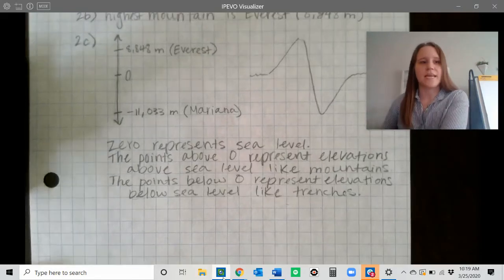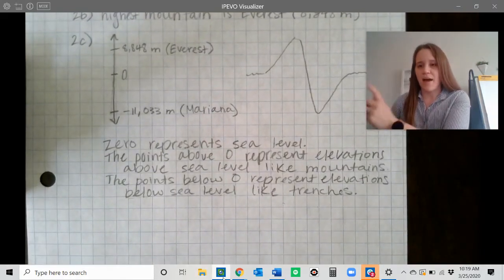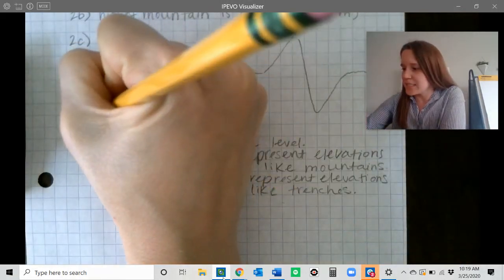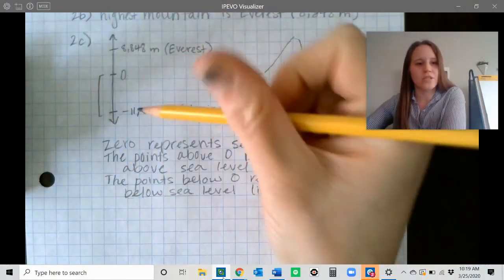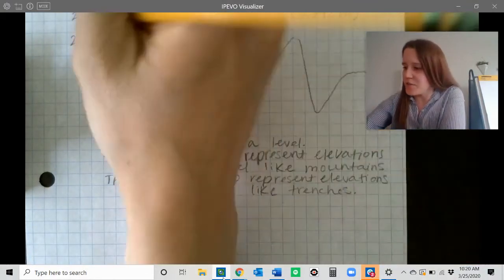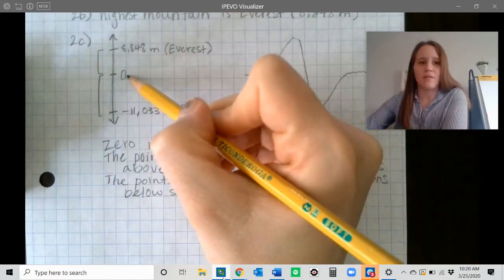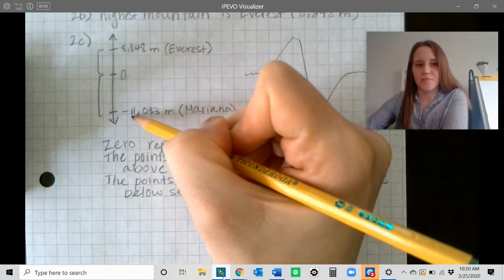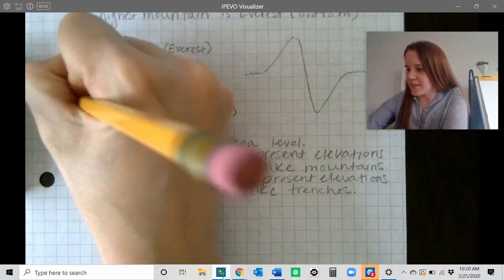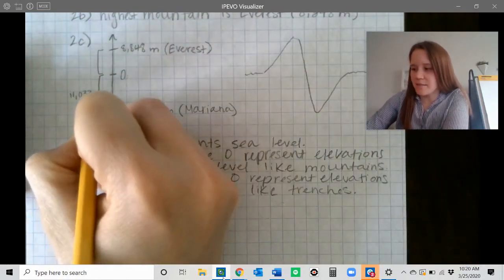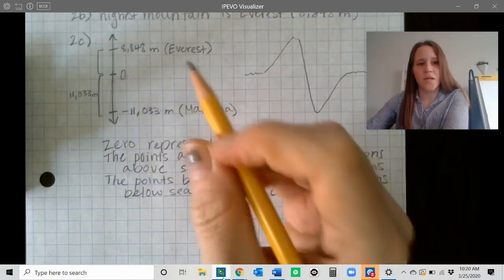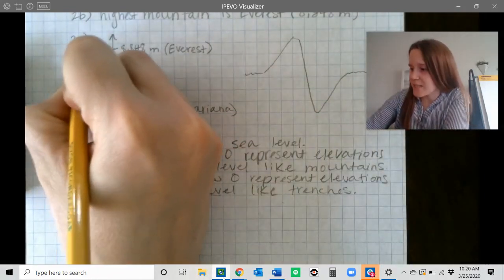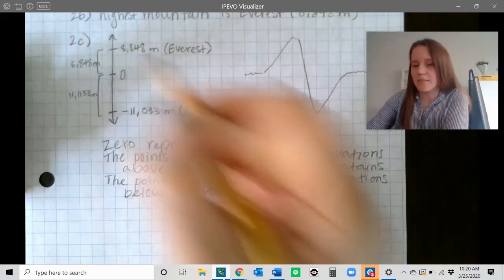So let's make some annotations on our diagram. We're thinking about how far apart things are from sea level, so we're going to talk about distance. Let's compare this distance from sea level to the Mariana Trench to this distance, sea level to Mount Everest. How far is it from sea level to the Mariana Trench? It is 11,033 meters from sea level. How far is the top of Mount Everest from sea level? Mount Everest is 8,848 meters from sea level. So which one's farther?